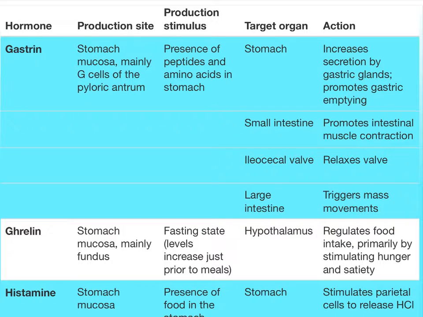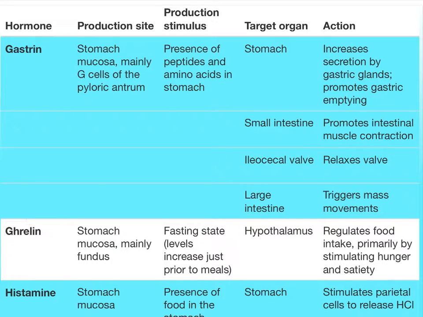What triggers the release of gastrin is going to be partially digested proteins, that is, peptides and amino acids. The ultimate result is that we're going to see an increase in the secretion of the gastric glands, and we also see that the smooth muscles start to contract so that the stomach can empty itself. And we see similar functions at the level of the intestines. We see especially that the muscles are stimulated to contract.